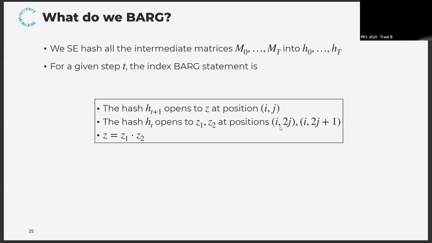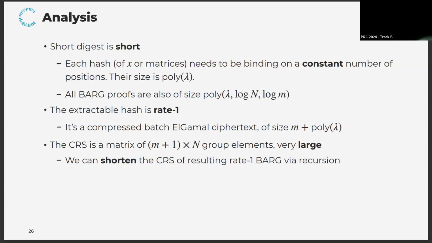And so this is an index statement, and we can do a BARG of this statement with respect to the hash of X and the hash of all the matrices. And so the short digest will be short because it's extractable at a constant number of positions, and also all the BARG proofs will be short. The extractable hash is rate 1 because of the compression procedure. The only downside is that this CRS, so the hashing key, is very large.